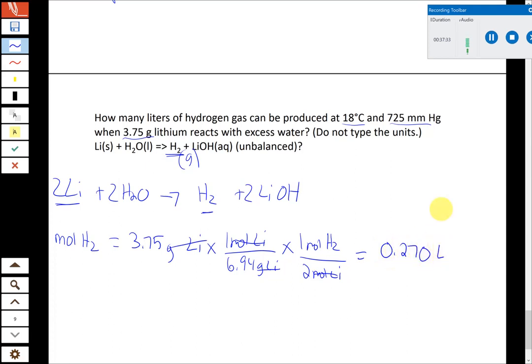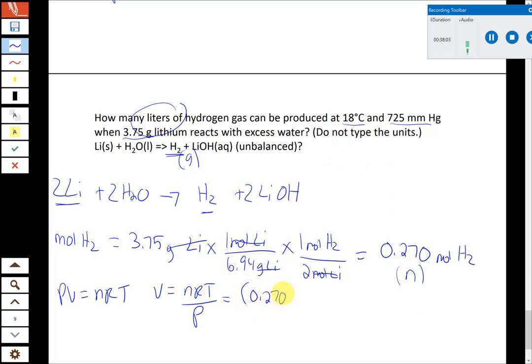0.270 liters of moles of H2. Wow, got ahead of myself there. That's moles. That's not equal to liters. That's moles of H2. And now this again is going to be n in the PV equals nRT equation, and we're going to solve for the volume in liters. So we're going to solve for volume, which is nRT over P, and we just start putting the numbers in that we have. So n, as we just found, we're forming 0.270 moles.